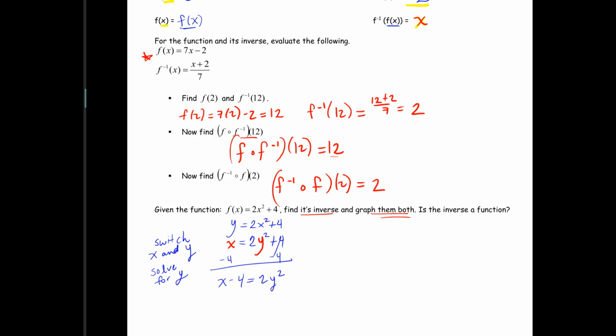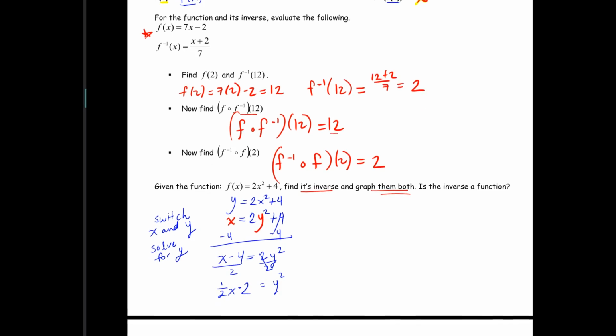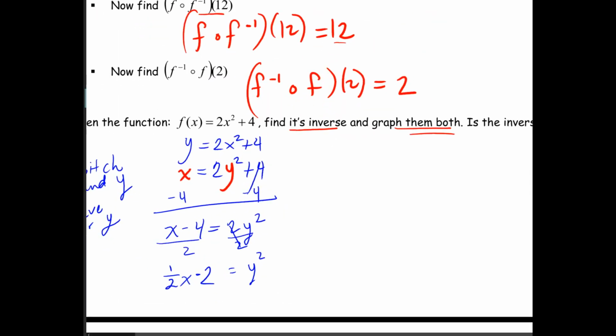What would be my next step if I'm solving for y? Divide by 2 to everything. So I'd have y squared is equal to 1/2 x minus 2. Or you could call that 1 over 2x. And then finally, what do I have to do to solve for y? Take the square root, and what do I need to keep in mind when I take the square root? Plus or minus answer. So I have plus or minus square root of 1/2 x minus 2.